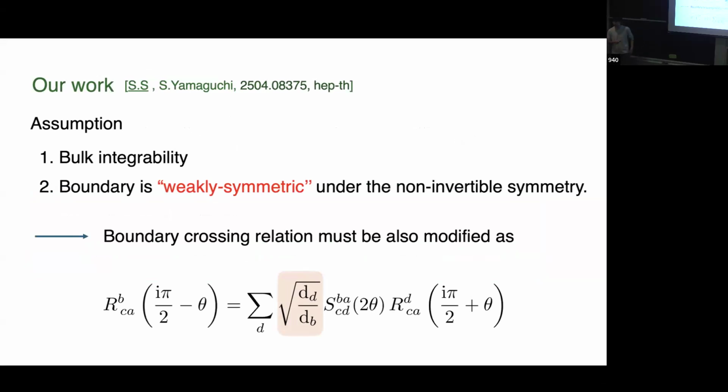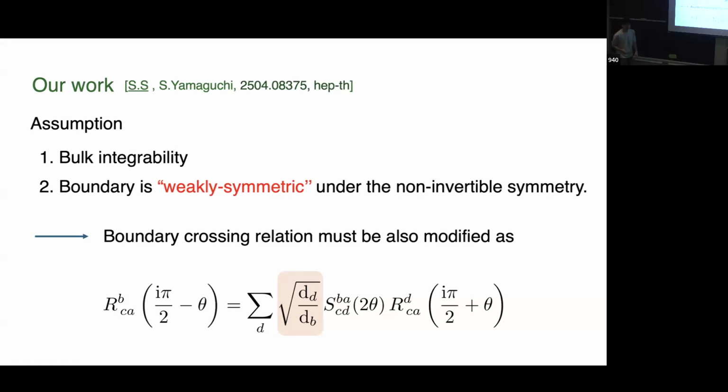This is a long talk, so maybe it is better to summarize our work here. We assume two things. The first one is bulk integrability. And the second one is that the boundary is weakly symmetric under the non-invertible symmetries. Later, I want to clarify the meaning of weakly symmetric. But at this stage, think of it as the boundary preserving some symmetry.